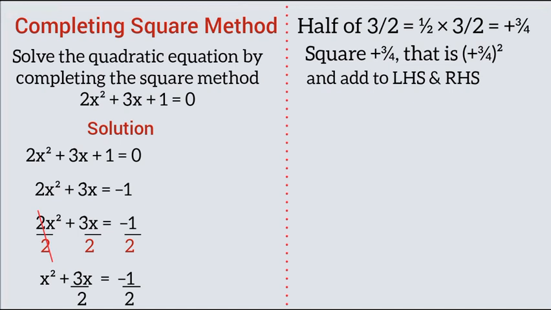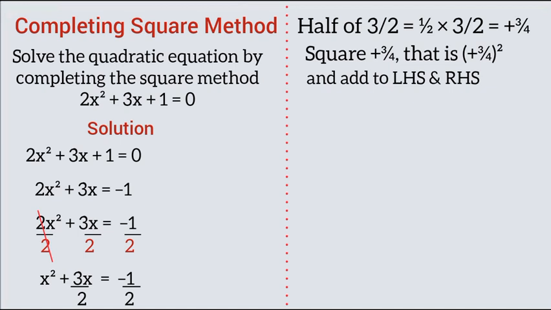Okay, so let us take a look at it. 1 over 2 times 3 over 2, the numerators will multiply out to give us 1 times 3, which is 3. And then the denominators will also multiply out, 2 times 2, to give us 4. So half the coefficient of 3 over 2 will give us 3 over 4. We shall square this 3 over 4, then add it to both sides of the equation.